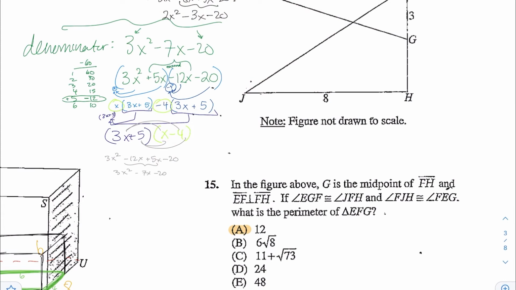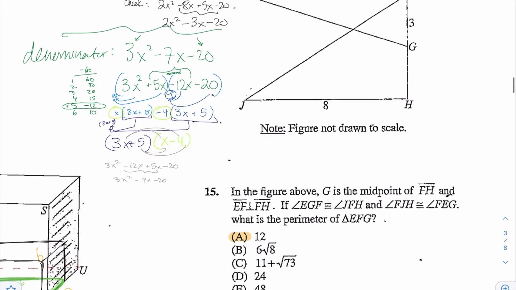Okay, next one, number 15. In the figure above, G is the midpoint of FH, and EF is perpendicular to FH. If angle EGF is congruent to angle JFH, and angle FJH is congruent to angle FEG, what is the perimeter of triangle EFG? All right, so G is the midpoint of FH.